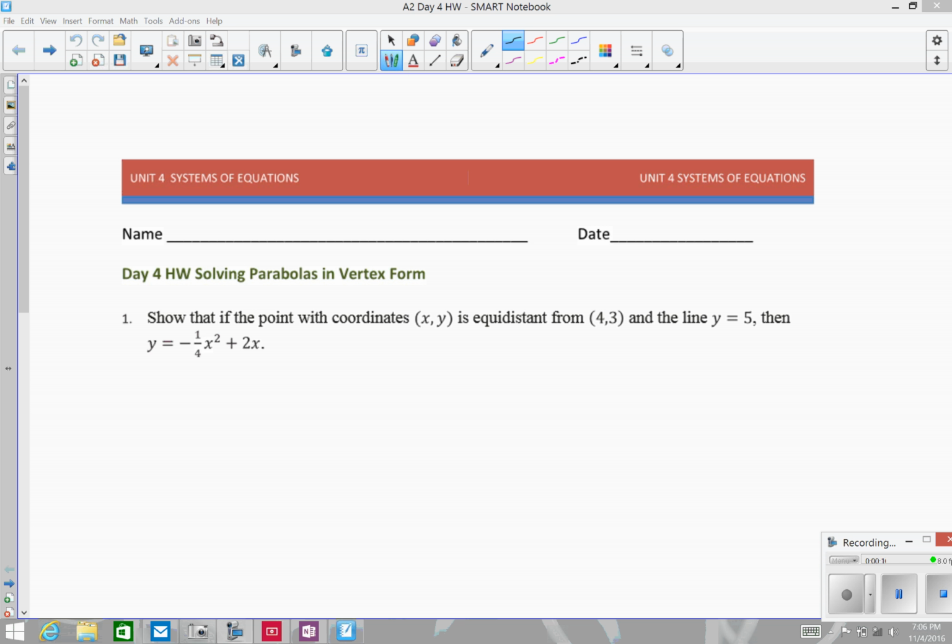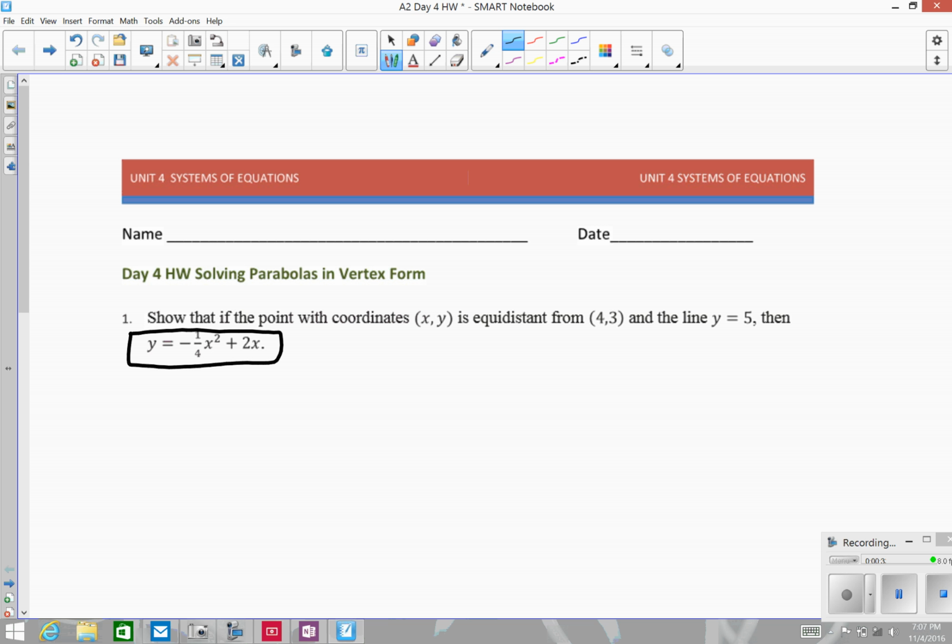Although that's the title, this very first problem asks you to find the equation for a parabola, but the answer they give you is not in vertex form, but in standard form. So we're going to go ahead and use the distance formula instead of the 1 over 4p formula.